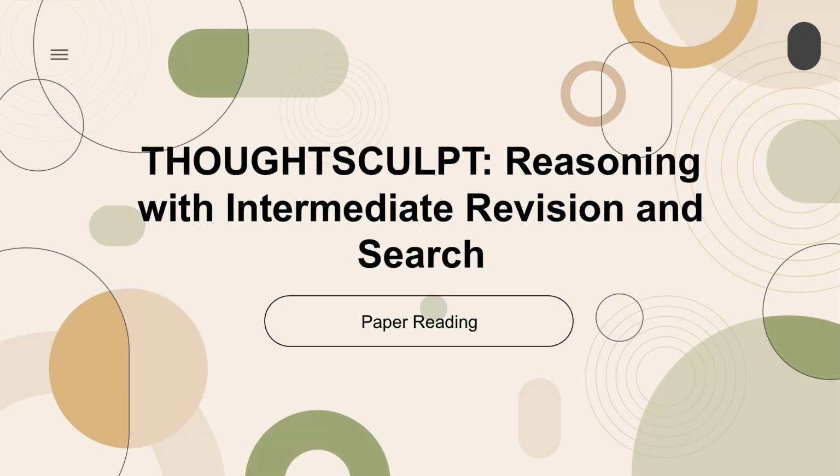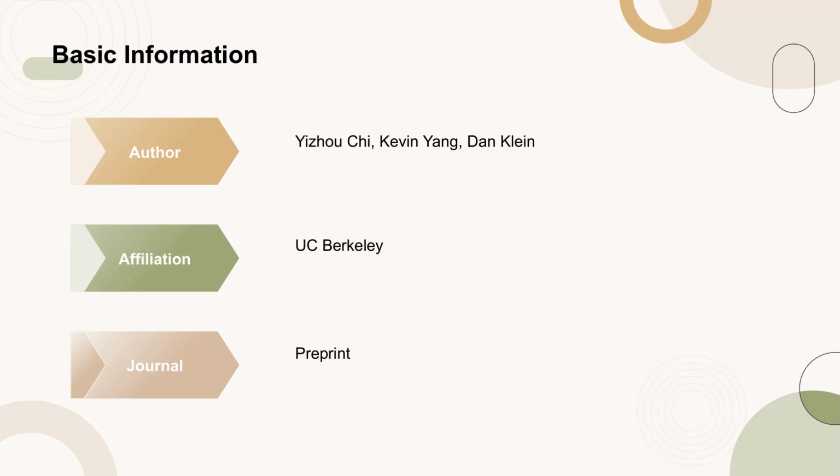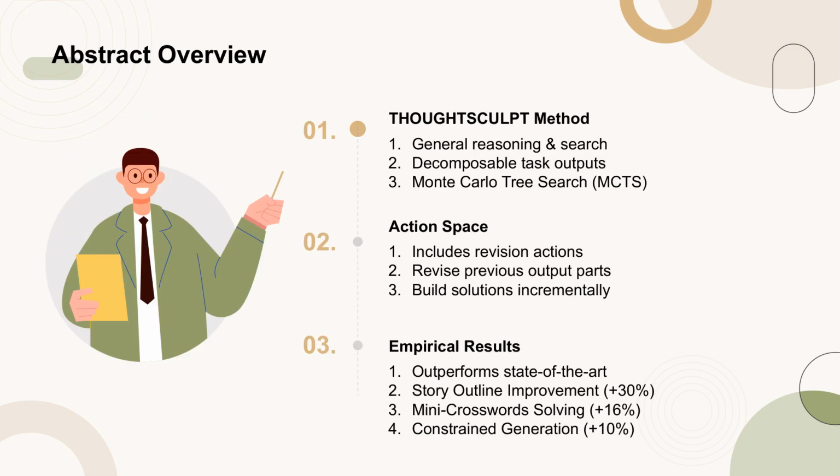Today's paper is titled THOUGHTSCULPT: Reasoning with Intermediate Revision and Search. This paper was authored by Yizhou, Kevin Yang, and Dan Klein from UC Berkeley. It is currently under review as a preprint. The paper introduces THOUGHTSCULPT, a method designed for general reasoning and search tasks where outputs can be decomposed into components.